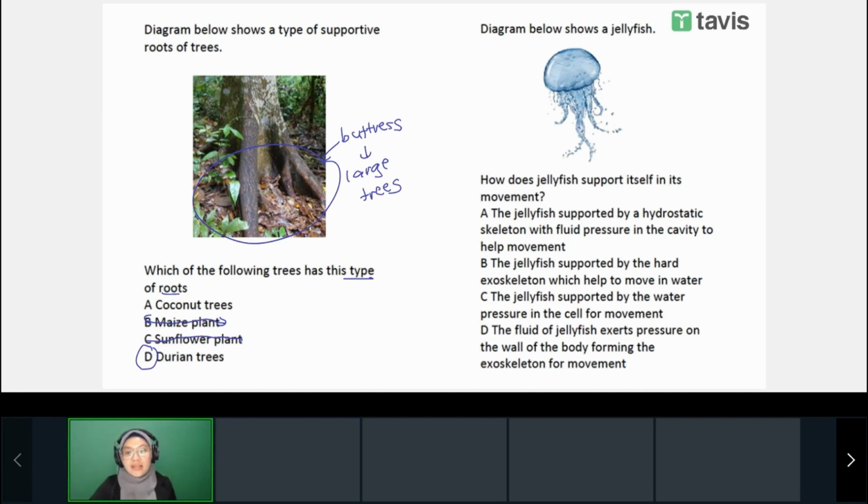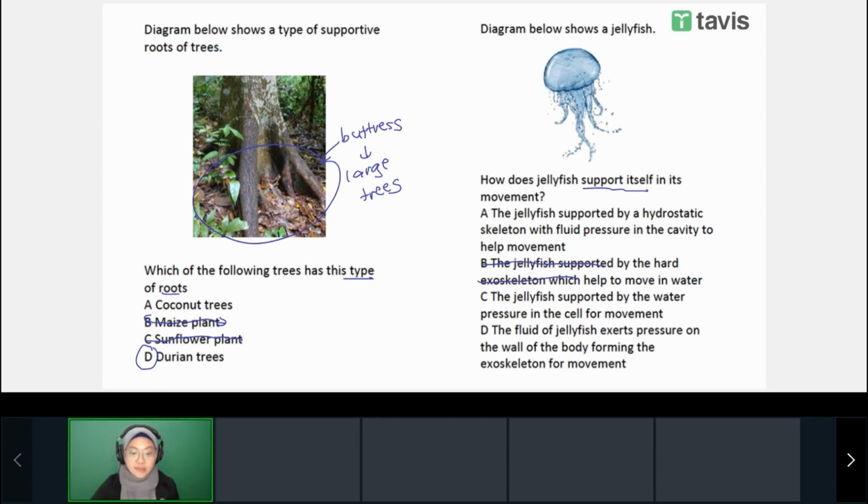Okay, try to apply the GPS technique on this jellyfish. How does this jellyfish support itself? How does it support itself in the movement? Okay, A. The jellyfish supported by hydrostatic skeleton with a fluid pressure in cavity to help the movement. It can be right. The jellyfish is a hydrostatic animal, right? Okay, so B. The jellyfish supported by the hard exoskeleton. It doesn't have an exoskeleton, teacher. So B is incorrect. So please remove it.